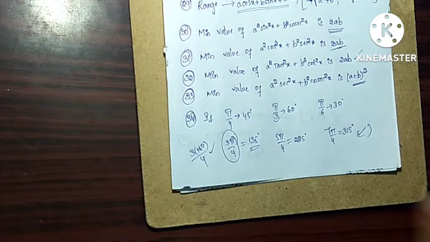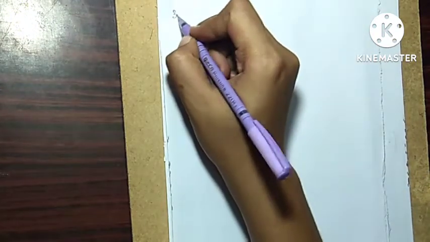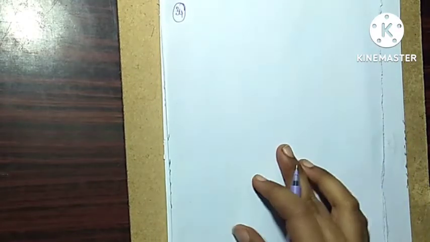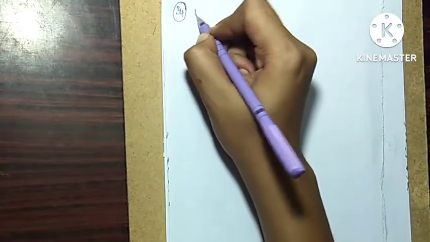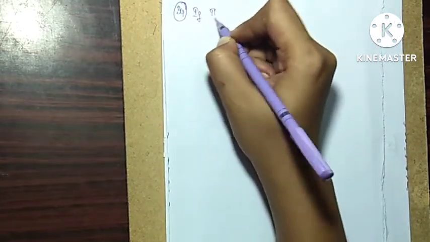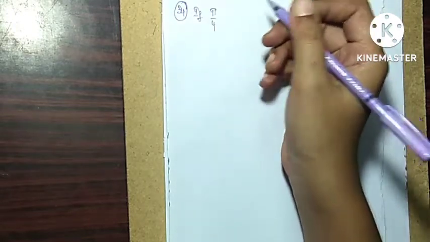So next, check the 34th formula. Now we will check out our 34th formula, which is if pi by 4 means what?